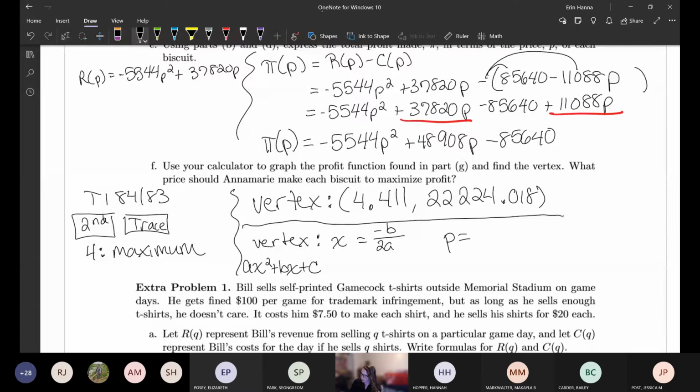So in our case, it would be -48908 over 2 times -5544. Now, if you do that, it doesn't come out to be exactly what Desmos gave us. It comes out to be 4.41089 and so on. So obviously it rounds up to what Desmos told us. And then if you wanted the actual other value, you would need to plug this back in.